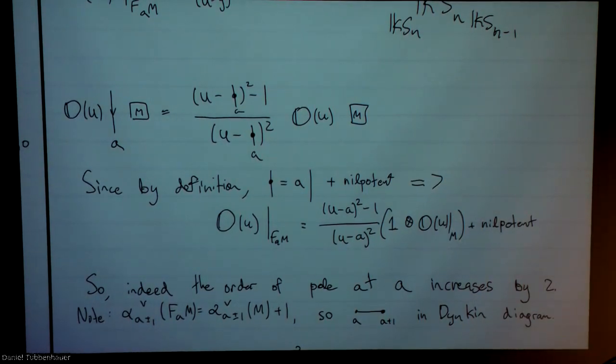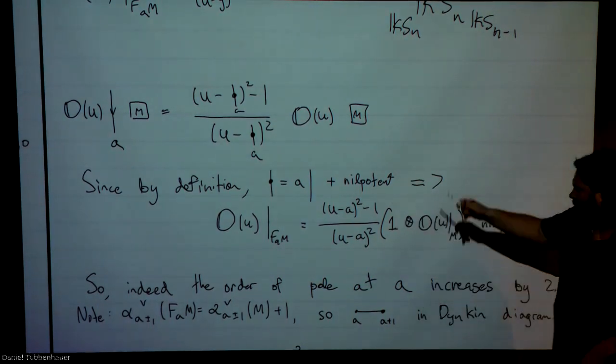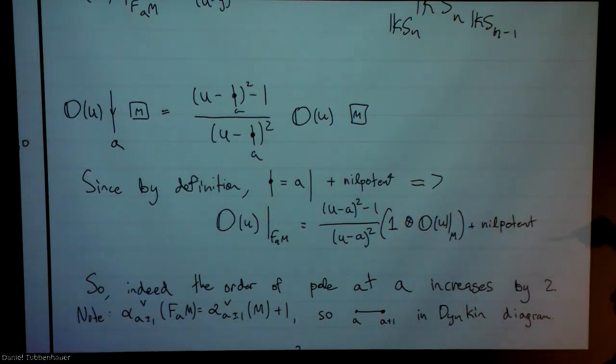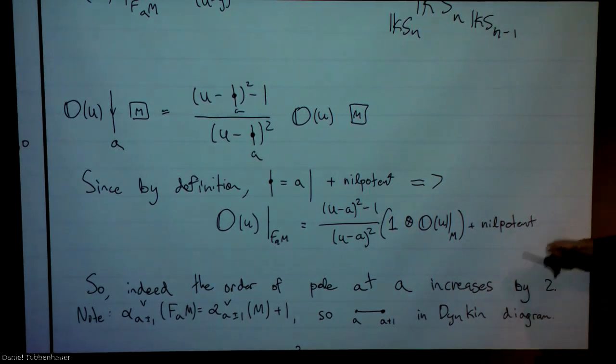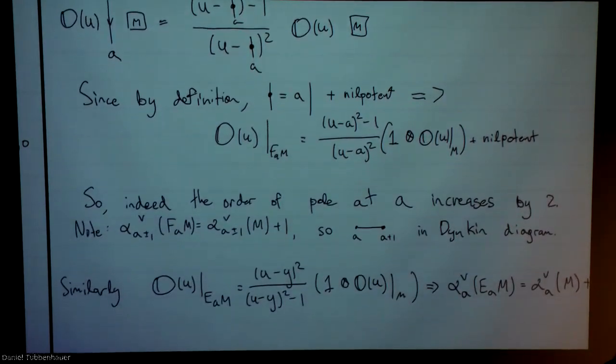That's what it means to be the generalized eigenspace for A. So I get that the action of O is (u minus A squared minus 1) over (u minus A squared) times this guy plus something nilpotent. And so this tells us that the order of the pole at A increases by 2. All right, that's what we needed to prove. We went from CK to CK minus 2 when we applied F.